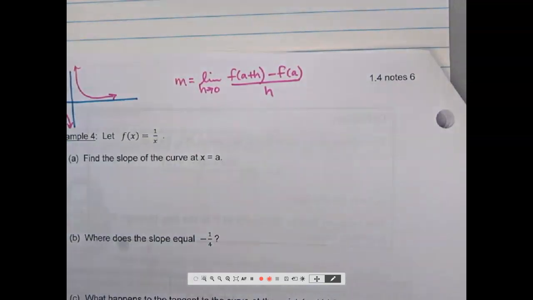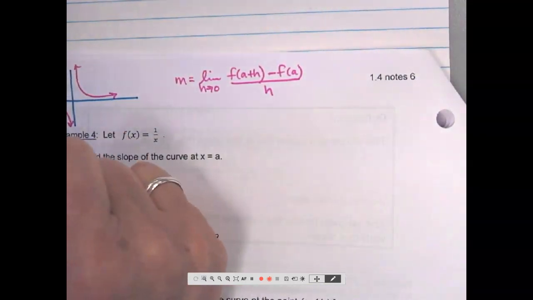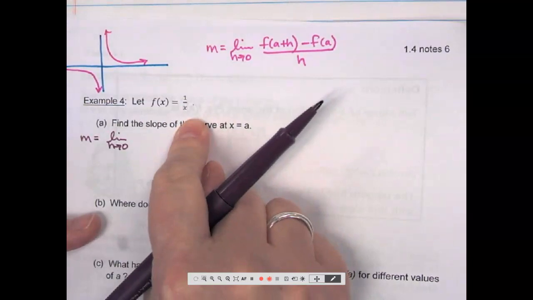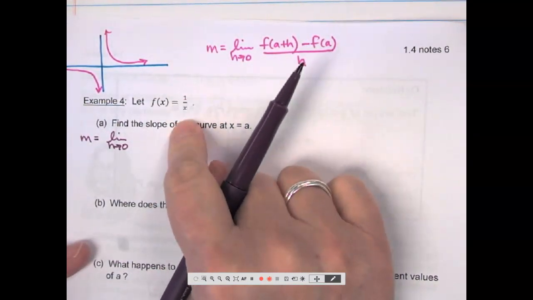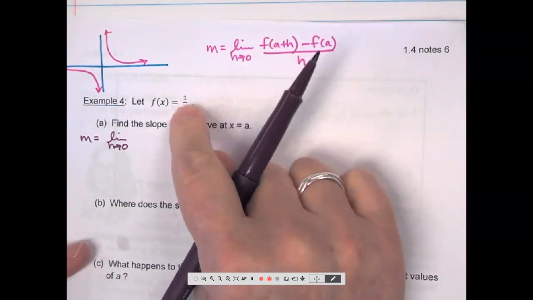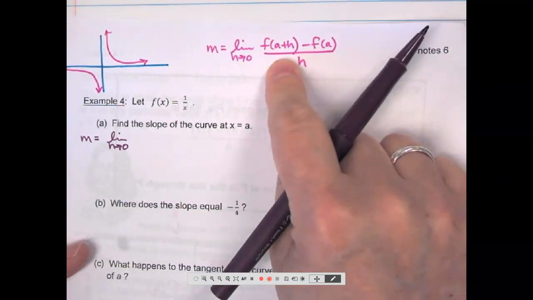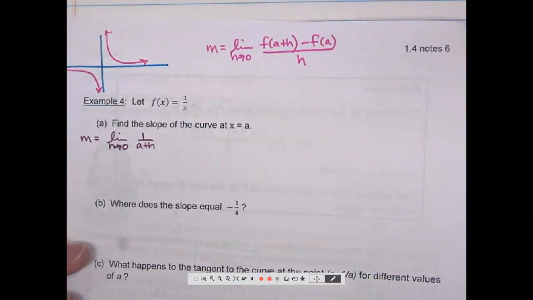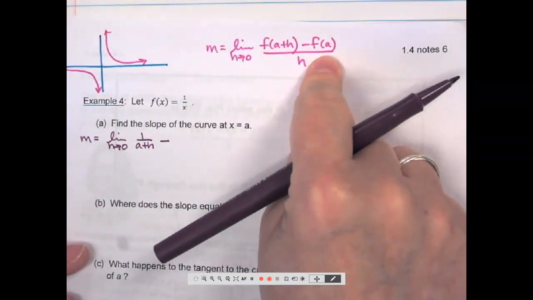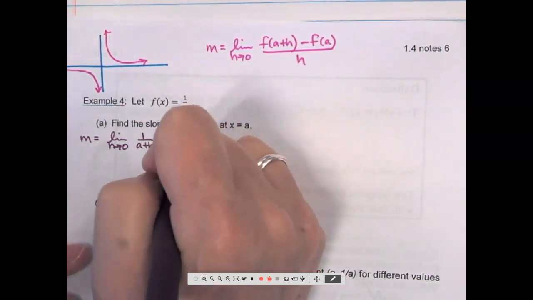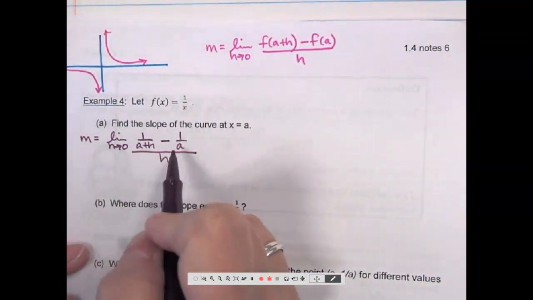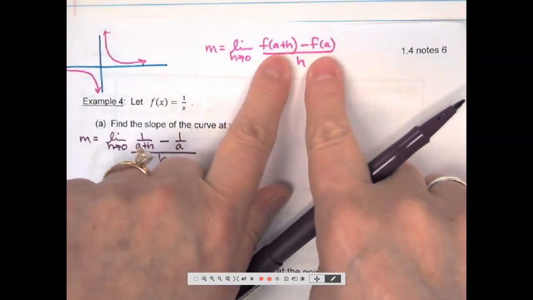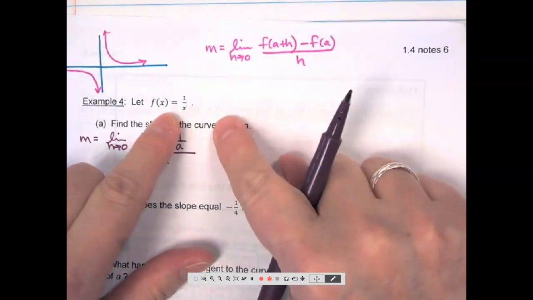All right, so slope equals the limit as h approaches 0. Here's my function 1 over x. If I said find f of 3, it'd be 1 over 3. If I said find f of a, it would be 1 over a. If I said find f of a plus h, it would be 1 over a plus h, minus f of a, 1 over a, over h. Okay with that? So for this part here, you are just plugging these into whatever your function is.